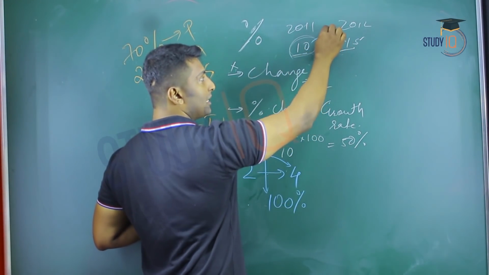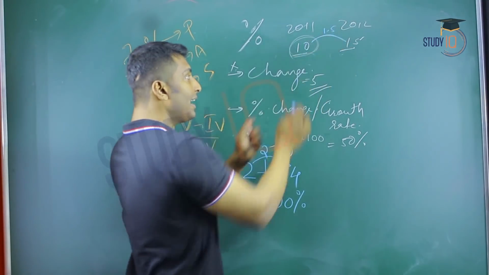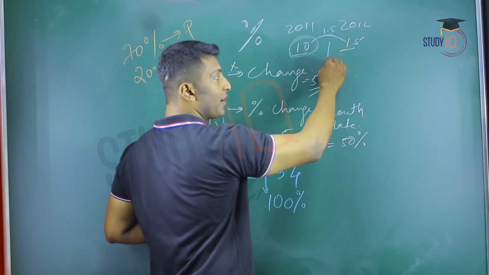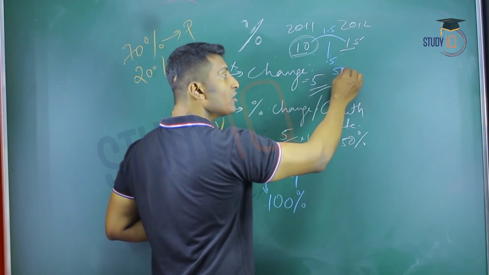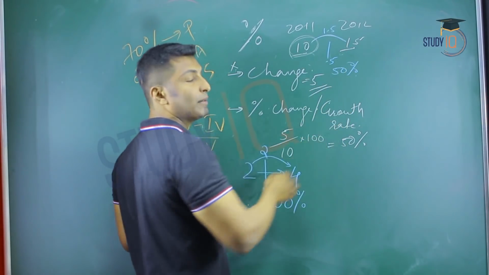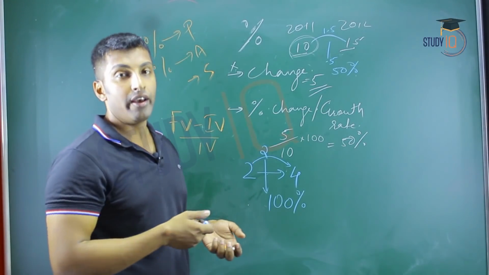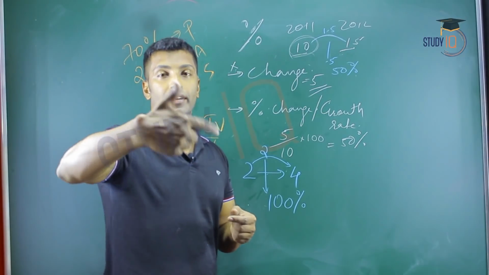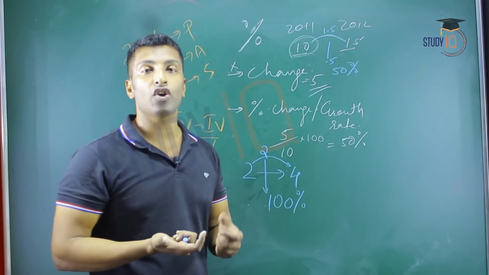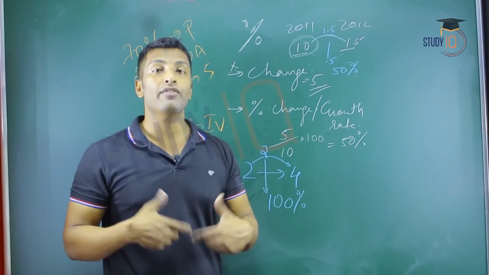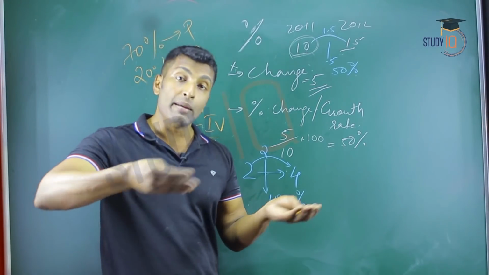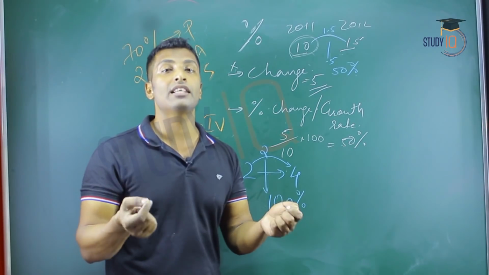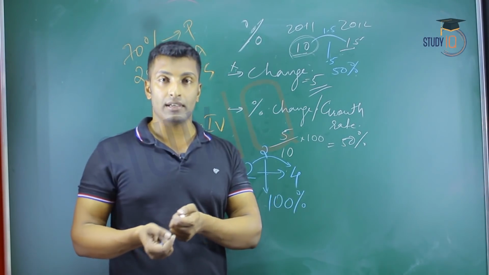What is the factor of multiplication? 1.5, right? 10 into 1.5 will give you 15. Minus 1 means 0.5, right? When you add 2 zeros, you will get 50%. Add 2 zeros means multiplied by 100. When I am saying adding zeros, I am multiplying by 10, 100, 1000. Adding 3 zeros means multiplied by 1000. Adding 4 zeros means 10,000. Removing 2 zeros means divided by 100. Removing 3 zeros means divided by 1000. Like that it will go.